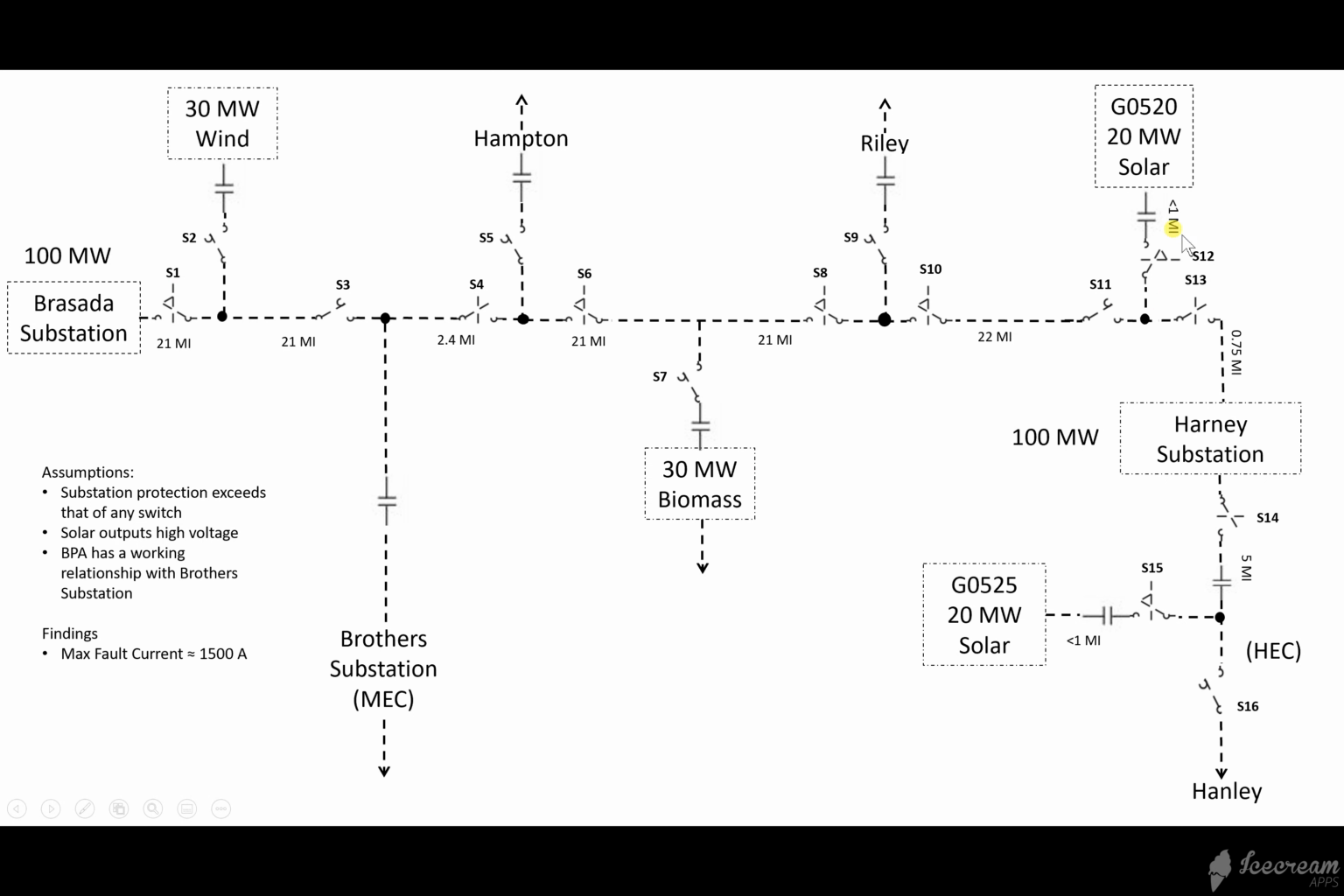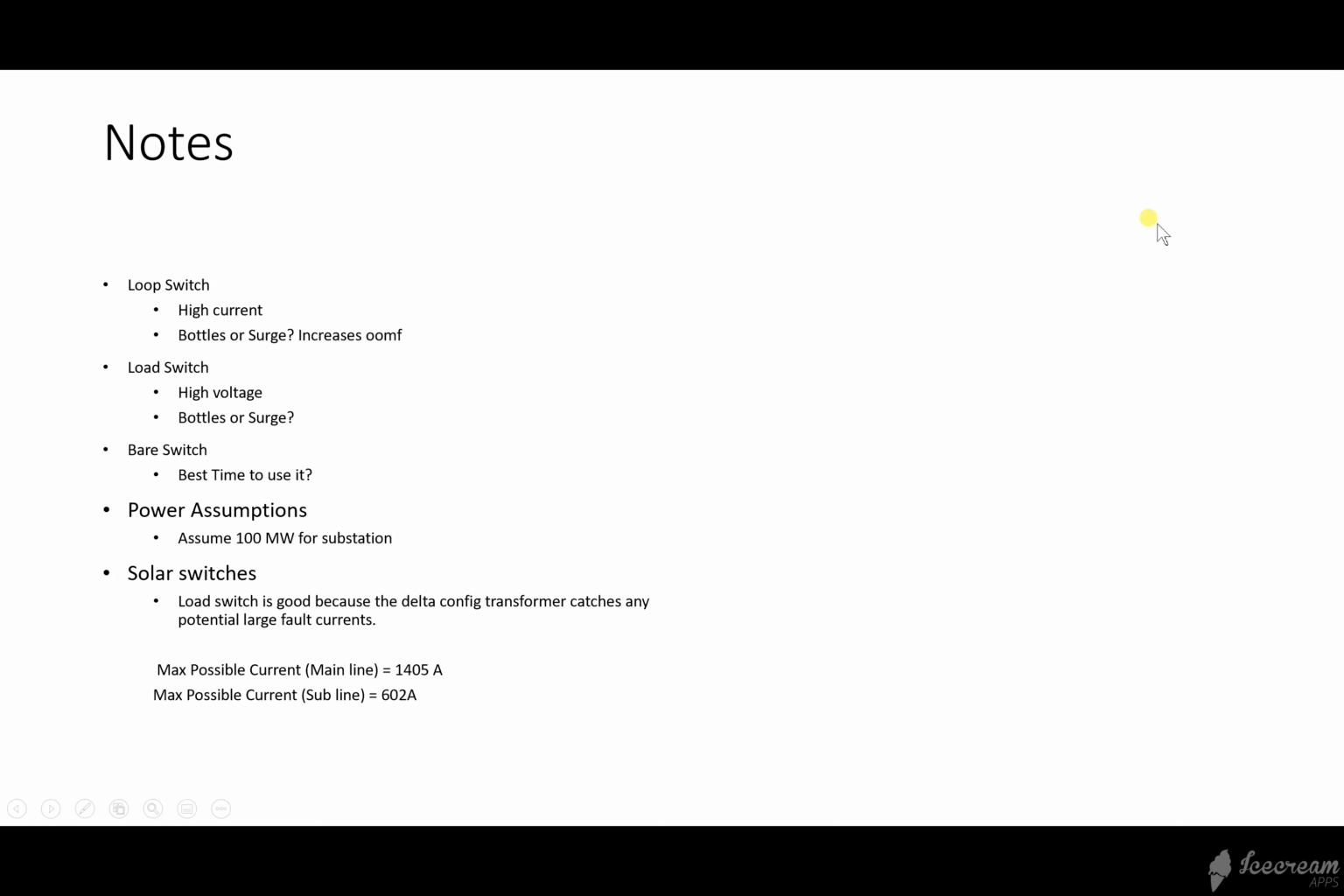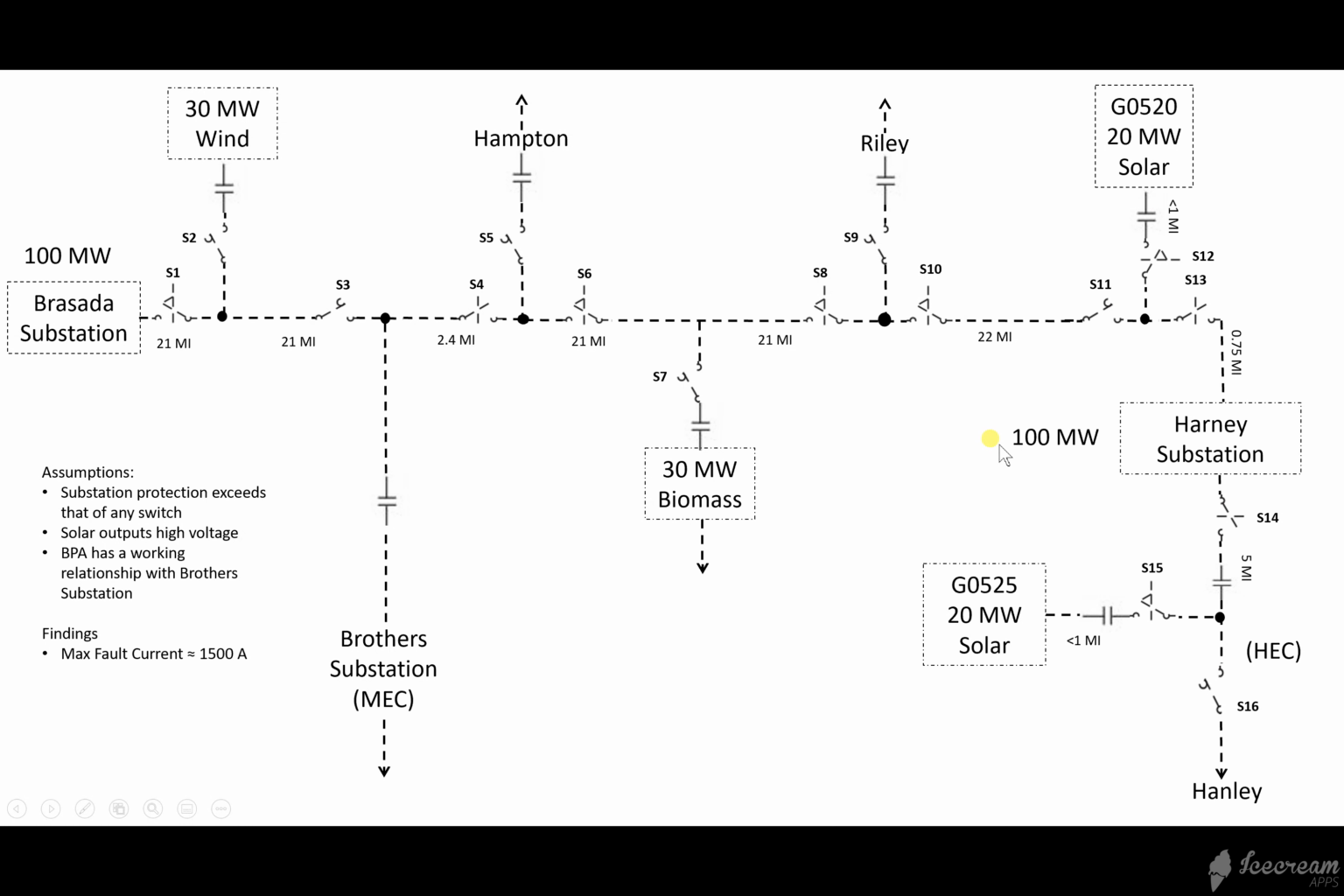Now, going over to the solar, I mentioned how solar outputs high voltage. It also should be noted that these solar plants contain a delta transformer, which will catch any sort of fault current at the plant. Thus, a load switch was used to prevent any sort of issues with voltage variation. Now you can see that in S15 and S12.